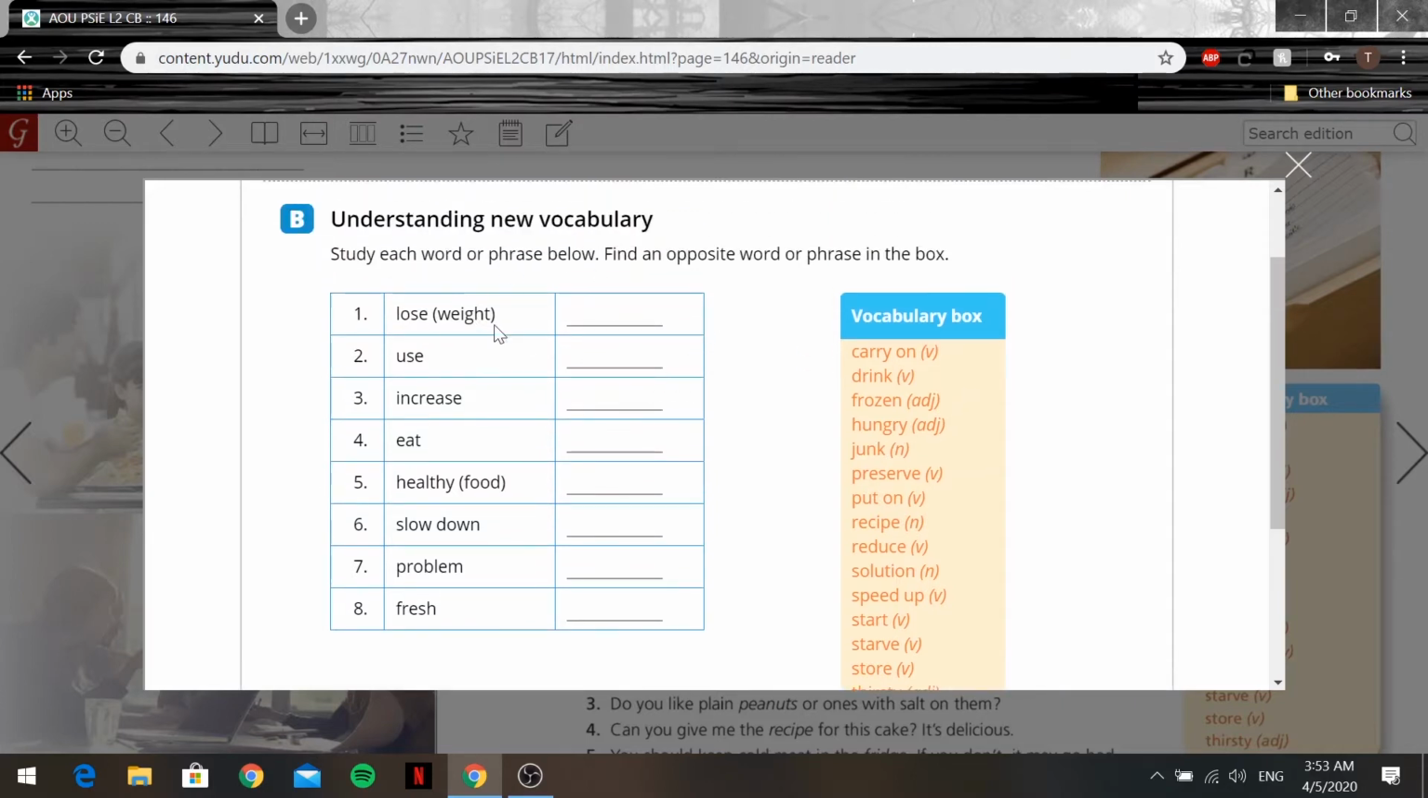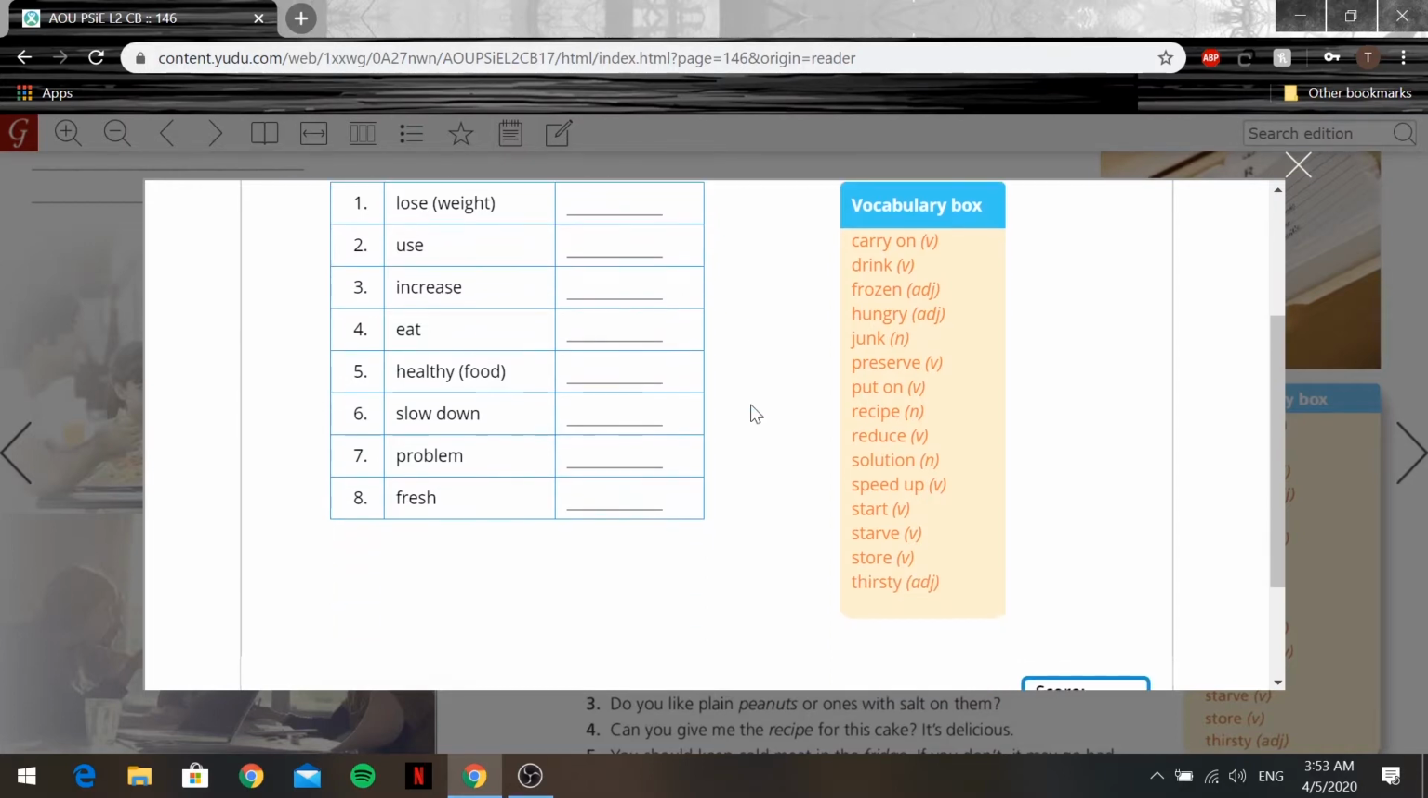Now let's take a look here. Study each word. So one, we have lose, as in lose weight. What is the opposite of losing weight? You guys know? Well, it's actually called put on. Put on means to put on weight. So lose, as in lose weight, and put on, as in to put on fat or weight.